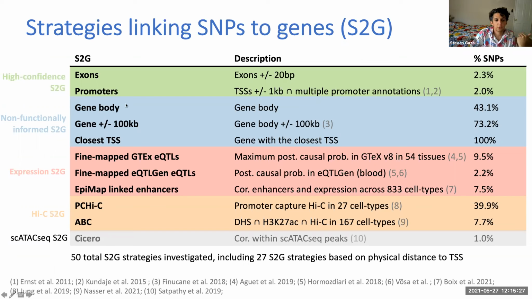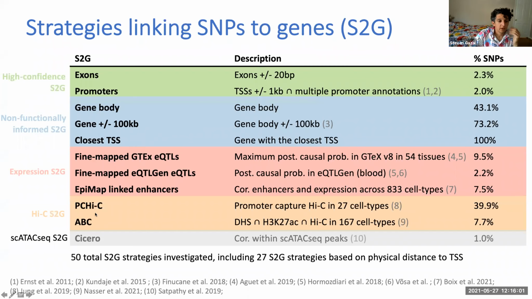So you can have the gene body: whether a SNP falls in a gene body, or in a gene body plus some window to include distal regulatory elements. You also have the closest TSS or the closest gene, which is often used as a proxy for the targeted gene. And then you have all the SNP-to-gene strategies which are built from functional data sets.